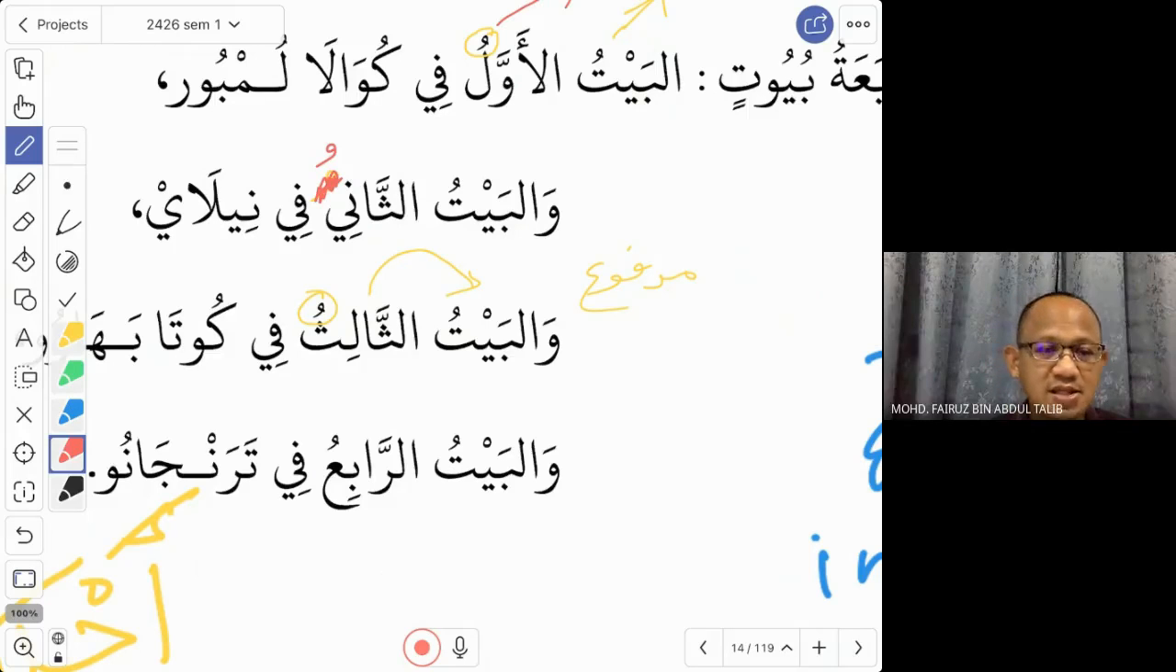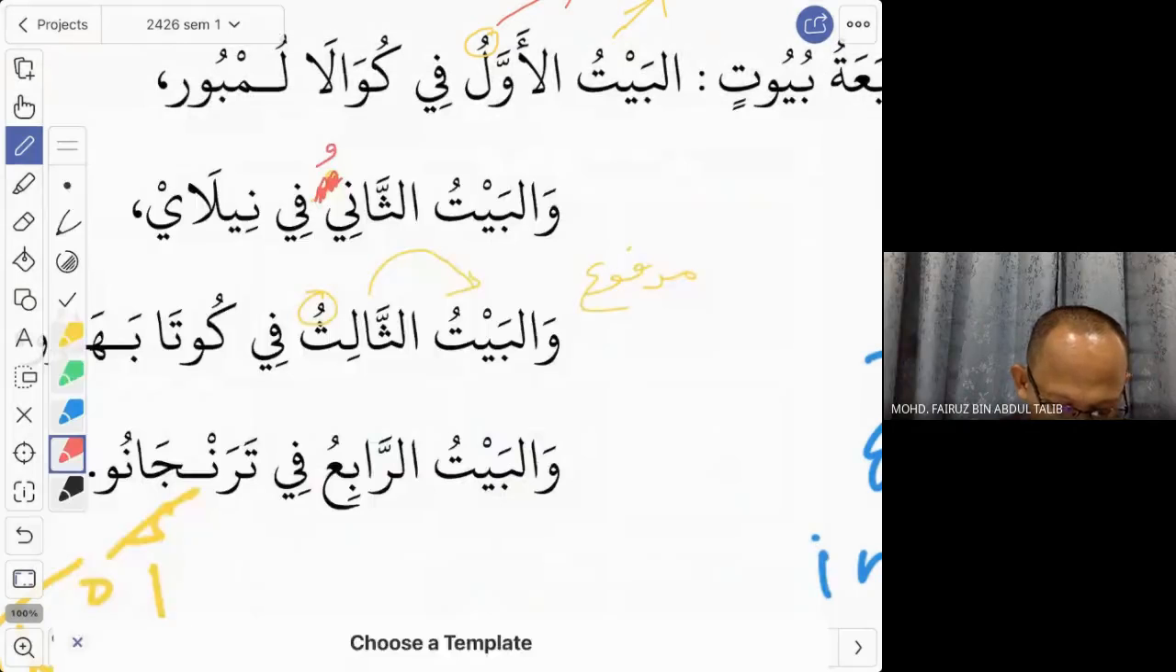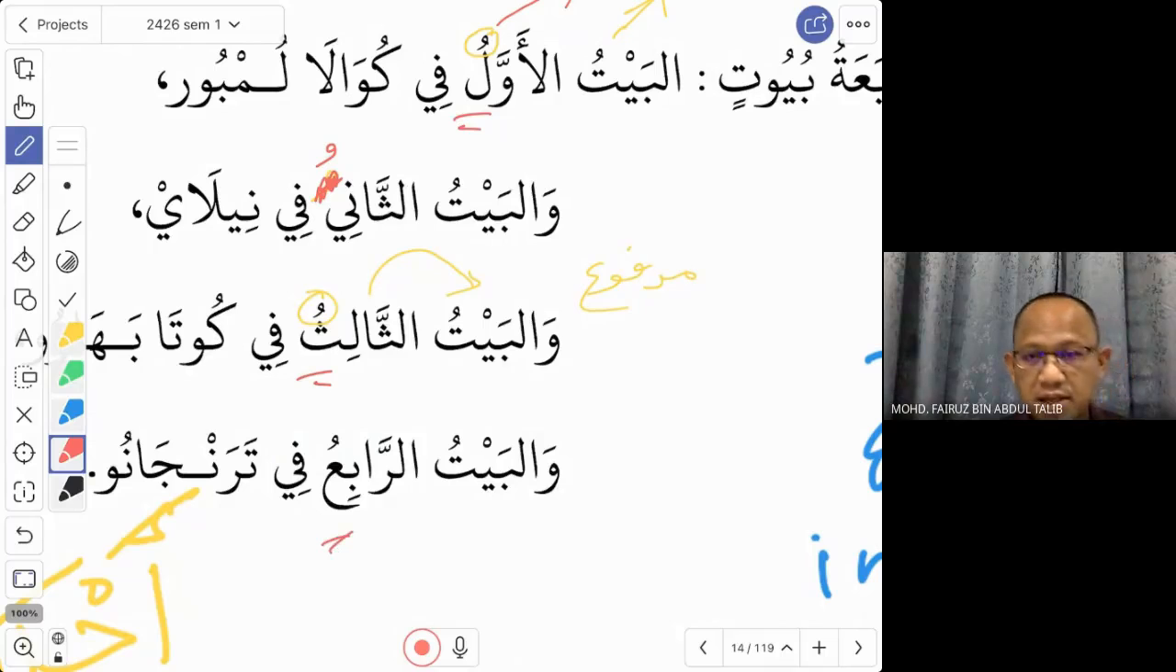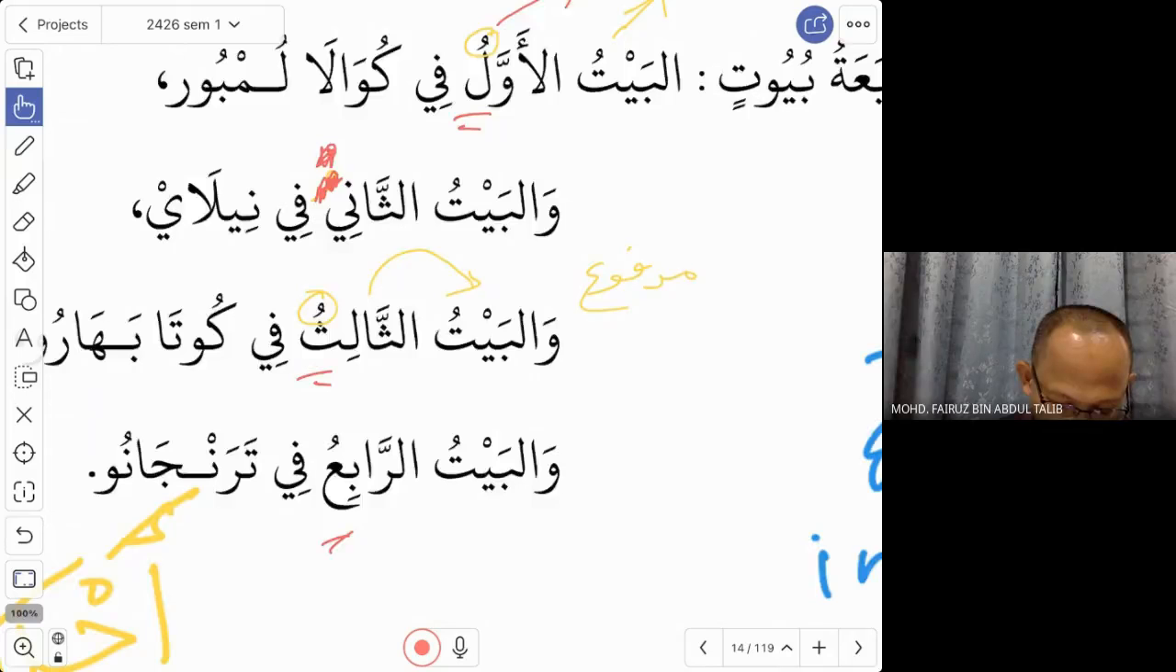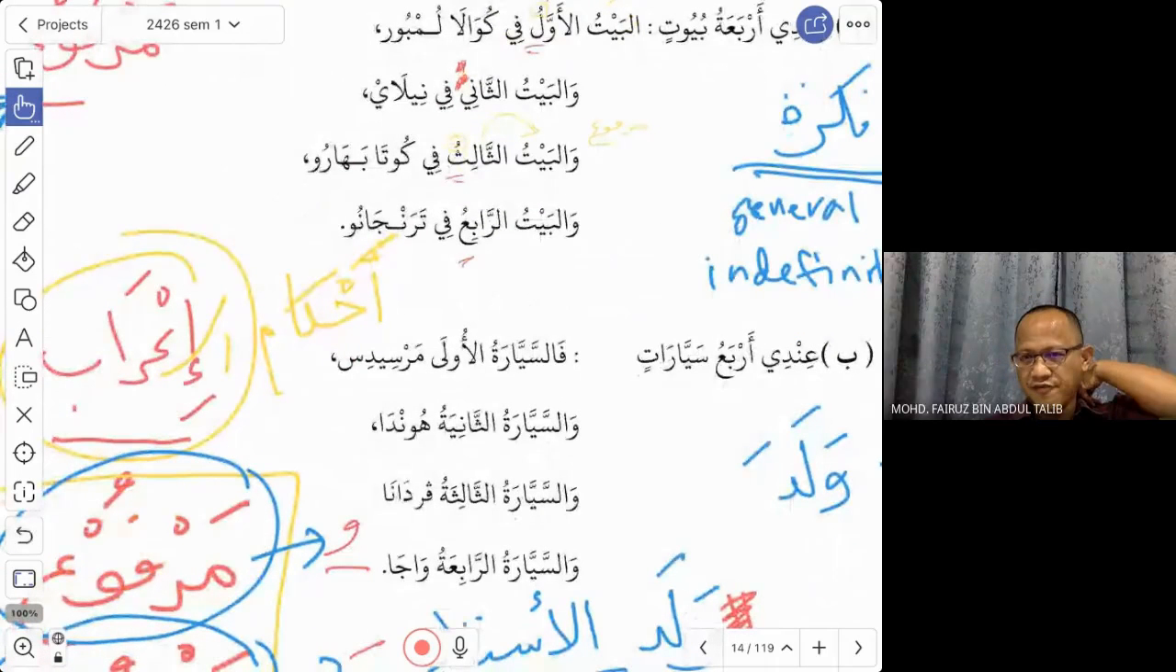So there are cases like this where you don't see the haraka. When you don't see the haraka, you can ask why, and there will be an explanation. But for most of the words, you will see the dhamma, except for the word thani, where we don't read with the dhamma. Now, these are the three important aspects of al-adad tartibi: similar in terms of gender, similar in terms of ma'rifah and nakira, and similar in terms of the hukum. Okay, so we are done with the important points of this topic.